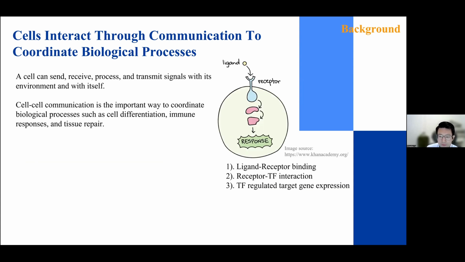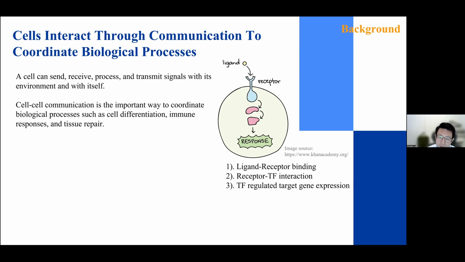So this is a schematic showing the different steps in cell-cell communication. First we have a ligand, or we call that a signal. The ligand can be a lot of things. It can be very small molecules, or a protein, or a hormone, even a metabolite. Right now in this research, we only focus on the protein signal.